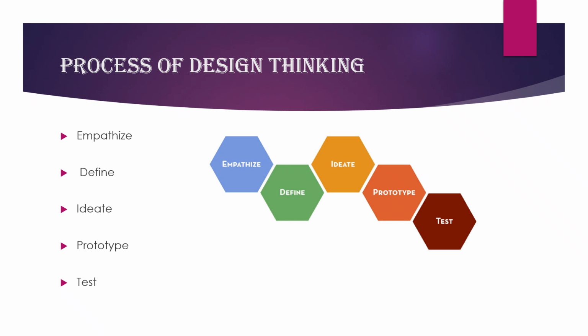First stage is empathize. We are defining based upon users' feedback and defining the problem. Ideating is nothing but creating the prototype model, and prototype is nothing but different prototypes, low fidelity and high fidelity. We can see in detail. And testing the prototype model. This is the last stage in the process of design thinking. Empathize, define, ideate, prototype and test.